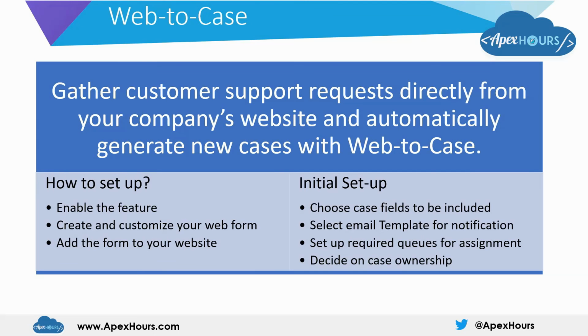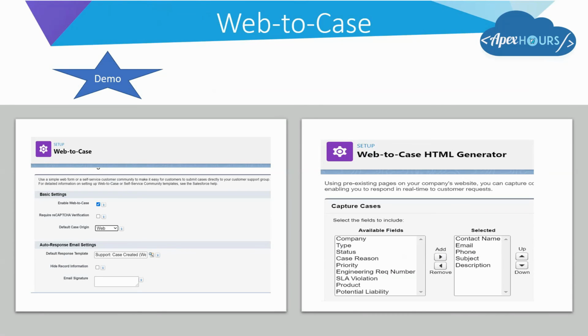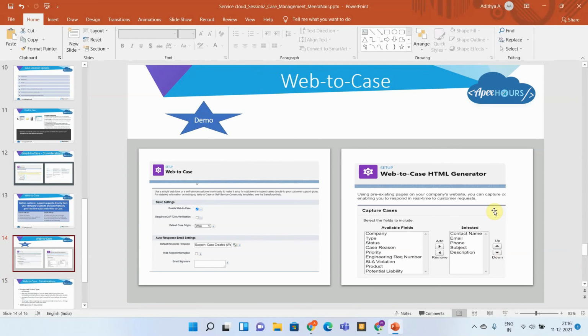There is some initial setup that you also need to do, like the case fields to be included in the form, like we just discussed. The email template for notification, like the owner should be notified when a new case is getting created. You need to select an email template, and also required queues for assignment, like if the origin is web, to whom this should be assigned. All those things you will be able to set up before doing web to case, and you can decide on the case ownership also. Let us go and see how the basic setup should be done.